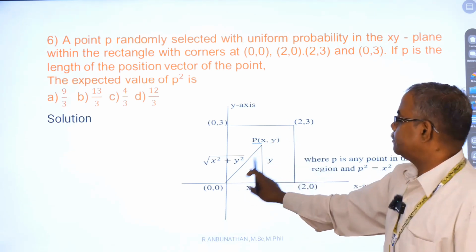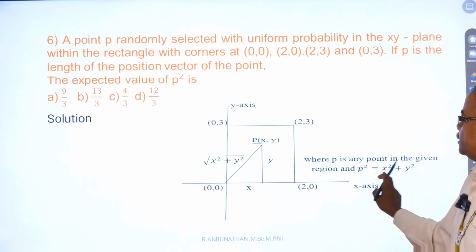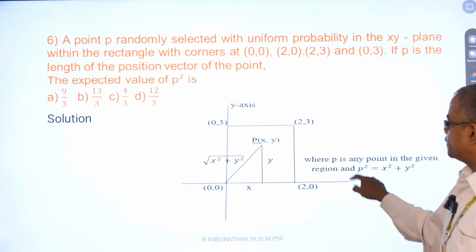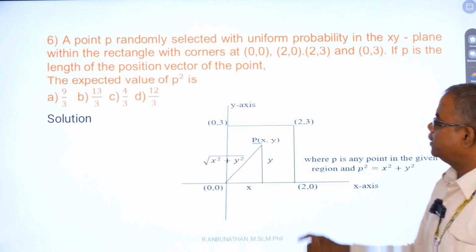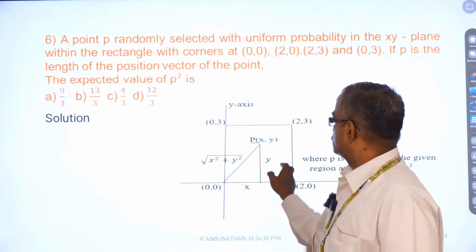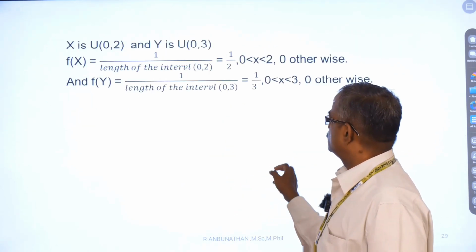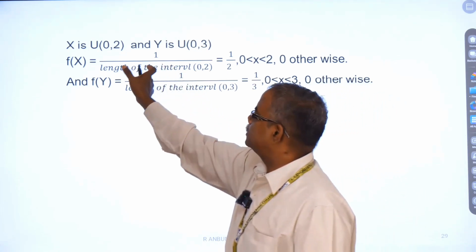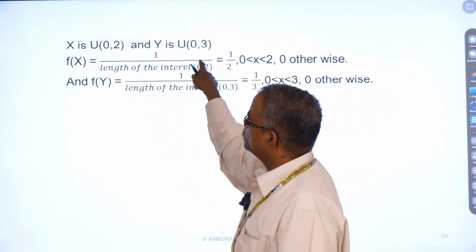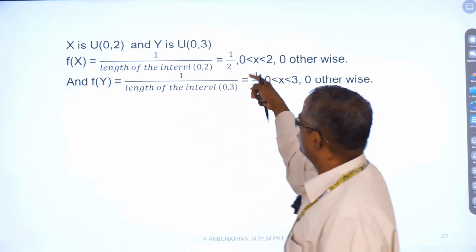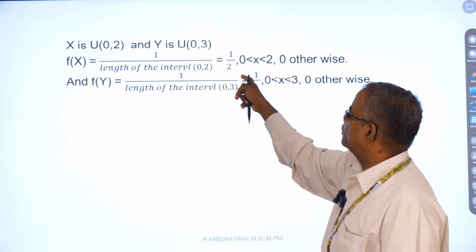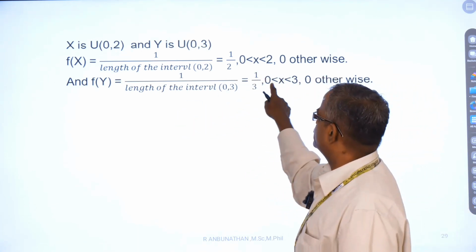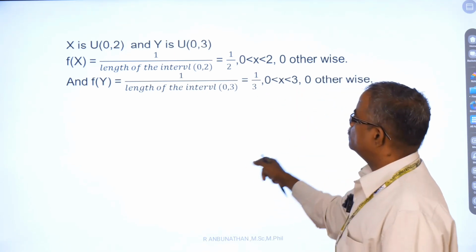Therefore, by Pythagoras theorem, the P squared value will be x squared plus y squared. So we are going to find the expected value of this P squared only. Then x is uniformly distributed: x is in the interval 0 to 2, and y is in 0 to 3. Let's say this uniform distribution function is f of x equal to 1 by 2 for 0 to 2, elsewhere 0. For y the function is 1 by 3 for 0 to 3, elsewhere 0.